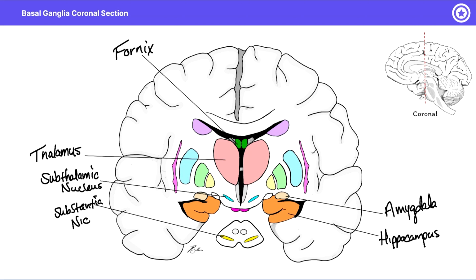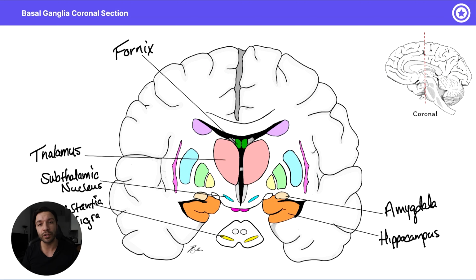So now that we've covered all these structures looking at it on a coronal section, let's take a look at it on a horizontal section. But first, let's distinguish how we can tell the difference between a coronal section and a horizontal section, because guaranteed you're not going to have an indicator like this telling you which way the brain is sectioned. So what I like to look for is the longitudinal fissure.